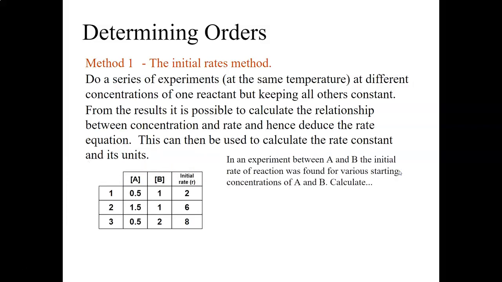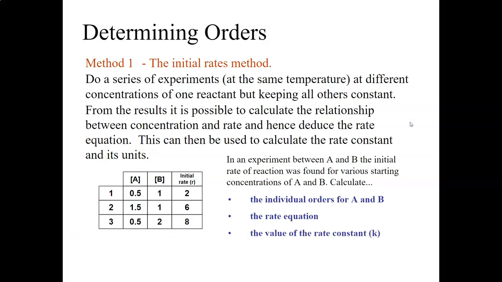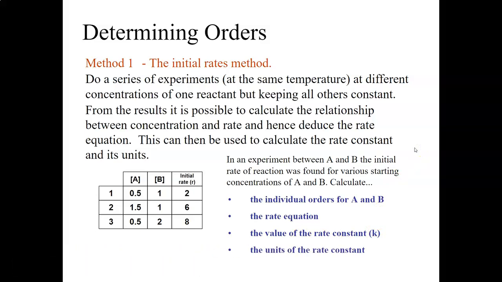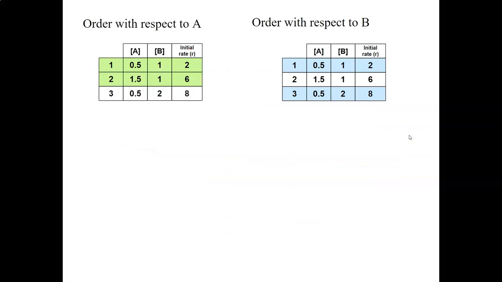So here we go. We've got a very creatively named experiment here with A and B, and what we have to do for this is exactly the sort of thing you might have to do for IB. Calculate the individual orders for A and B, the rate equation, the value of the rate constant, and the units of the rate constant. Again, that's exactly what we're going to do. And I think the slides I probably give too much information on, and I hope that doesn't confuse you, but let's have a look at how we solve this.